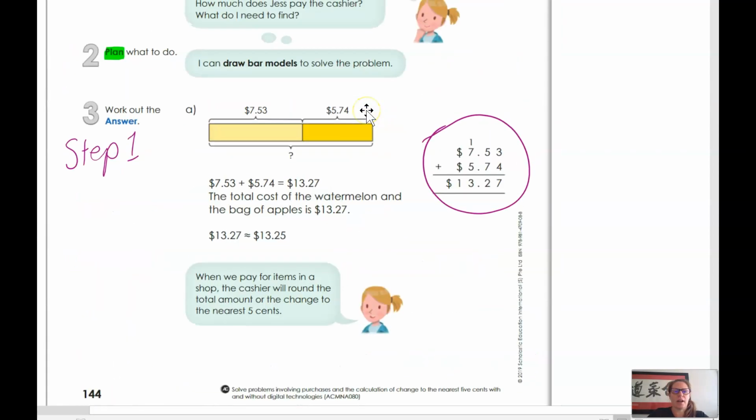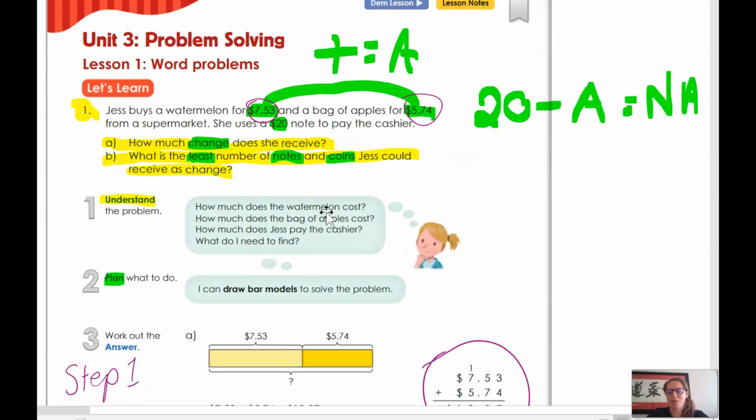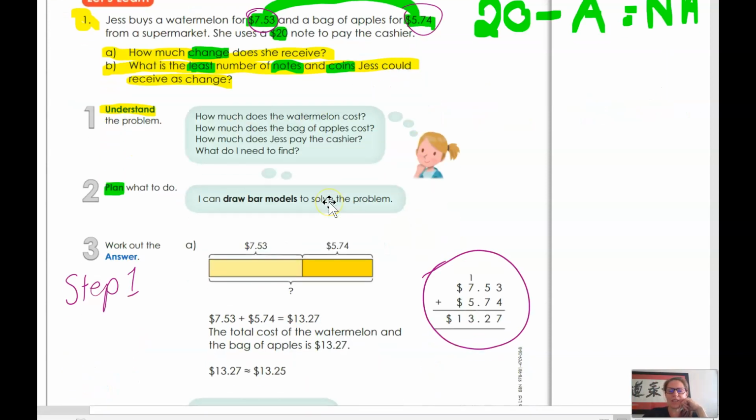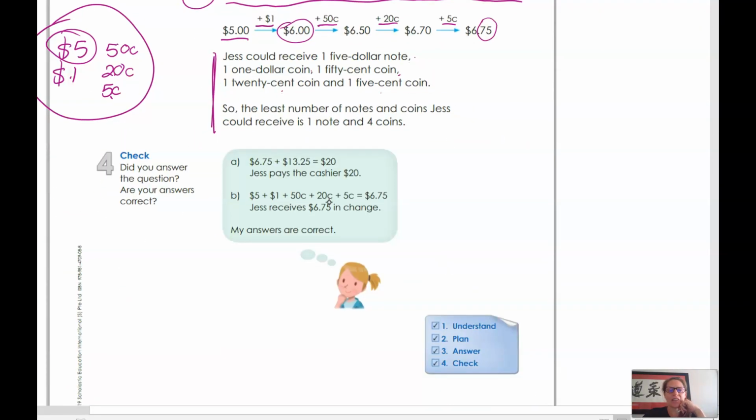And if I just scroll back up, what is the least number of notes and coins? See, when I read that the first time, guys, in my head, I want you to tell me what notes, what coins. But isn't it interesting? So sometimes we can read something 2 or 3 times and still not understand it. Read and read and read and read.